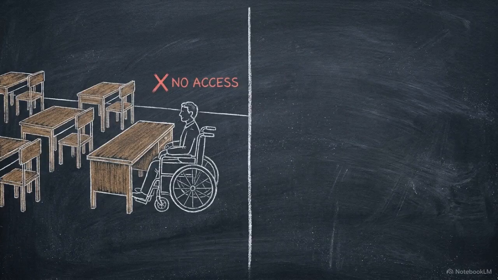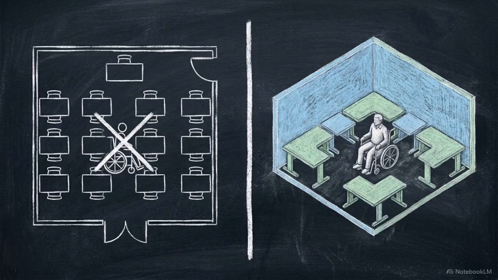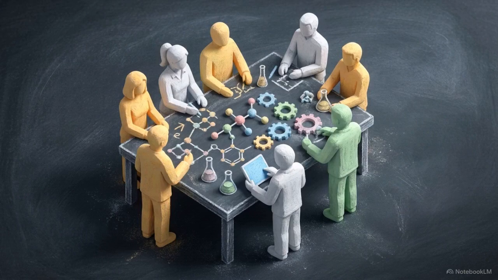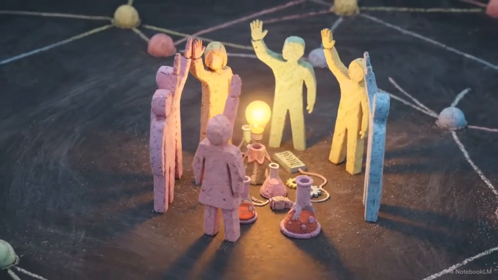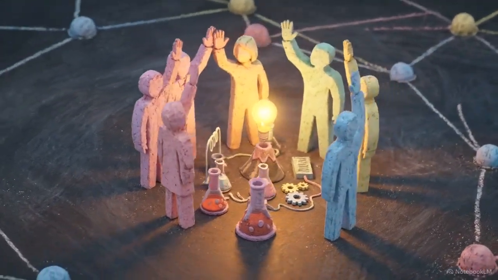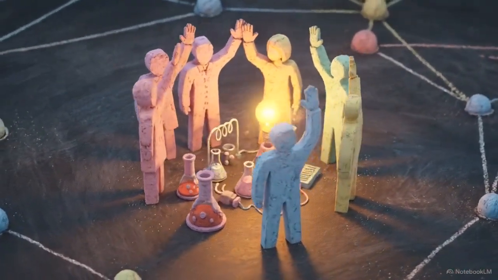Integration demands the student fit the system. Inclusion demands the system adapt to the student. Inclusive education is not a specialized subgenre of teaching. When an educational system is engineered to support its margins, it inherently improves the academic and holistic outcomes for every student within it.